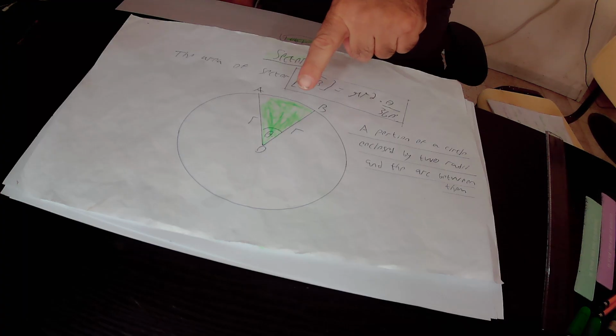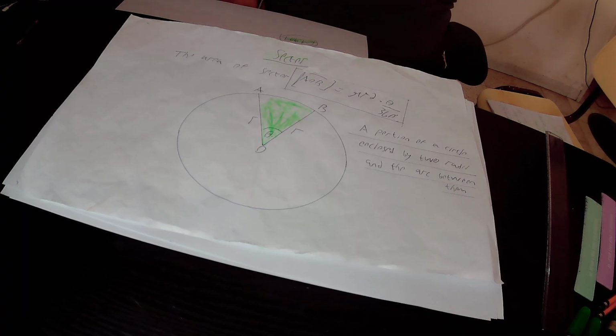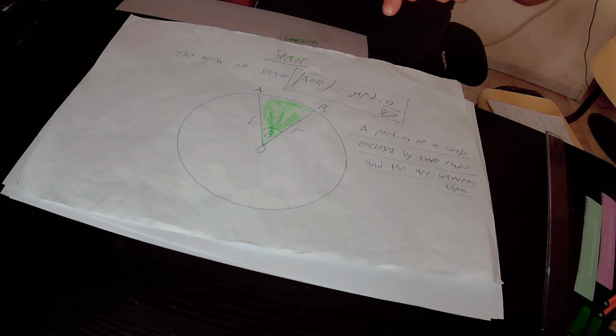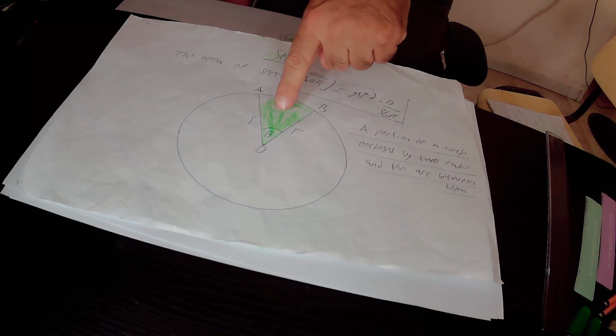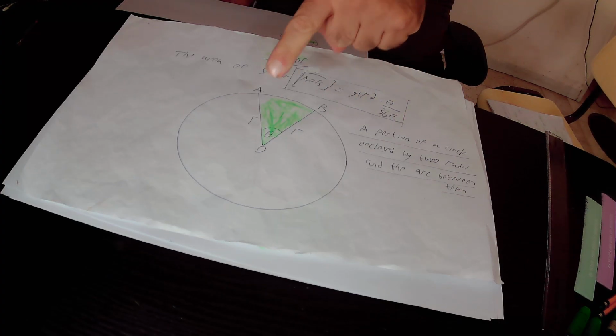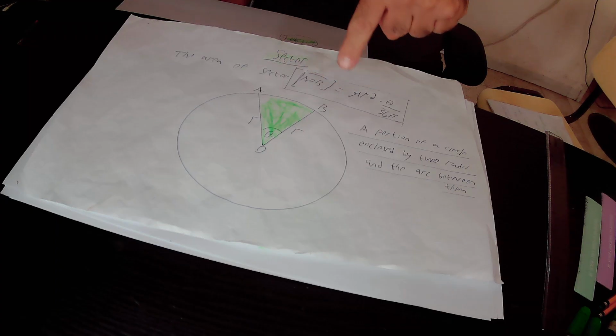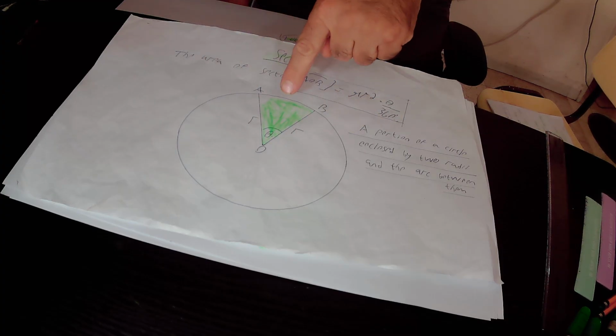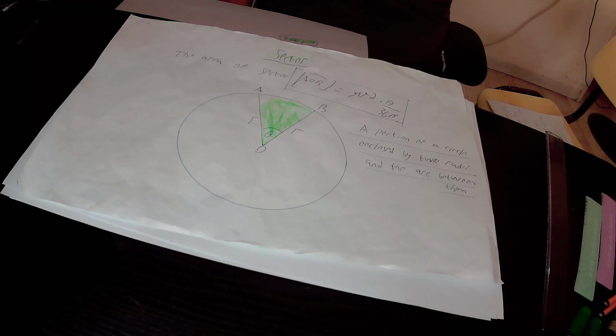So angle theta is located between the legs of this sector, and the area of this sector AOB is equal to pi r squared, which is the area of the circle that contains the sector, times the angle between the legs of the sector, that is theta over 360 degrees. Repeat again: a sector is a portion of a circle enclosed by two radii and arc AB between them, and its area equals pi r squared times theta over 360 degrees.